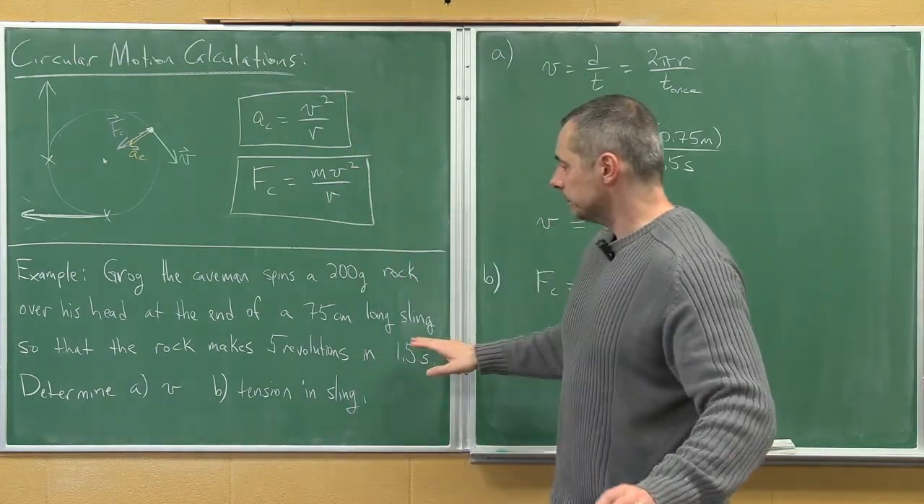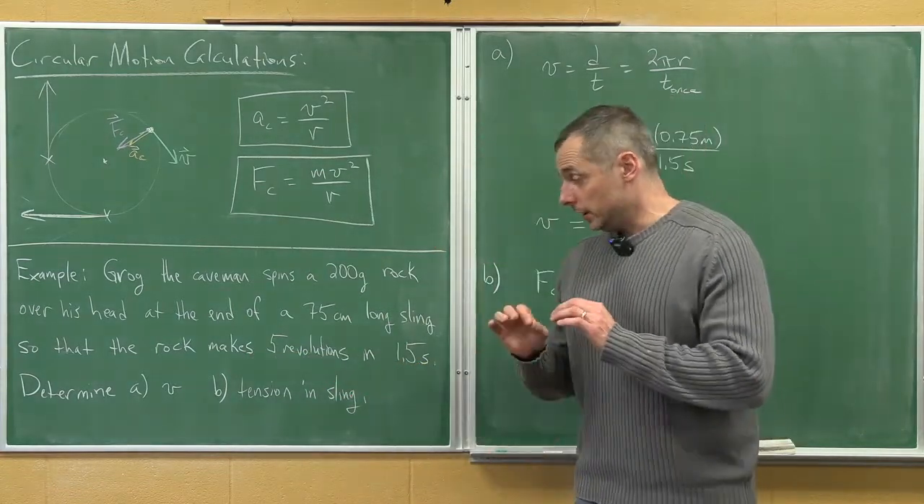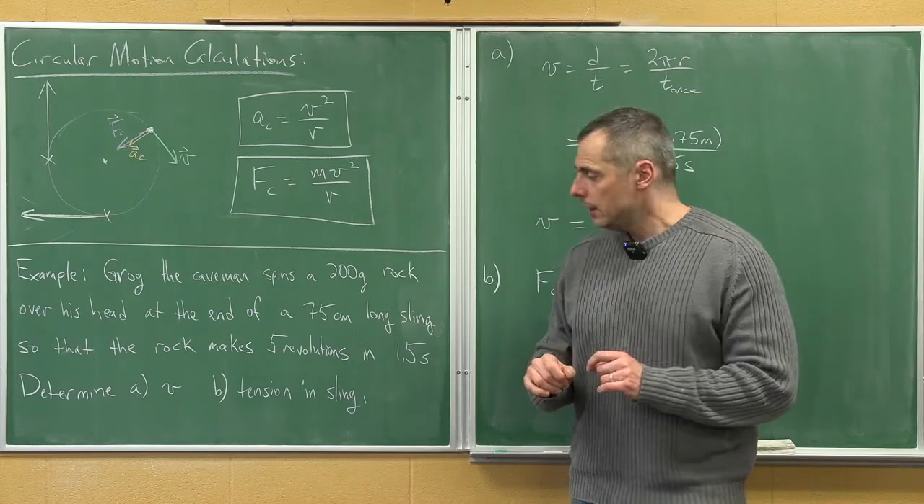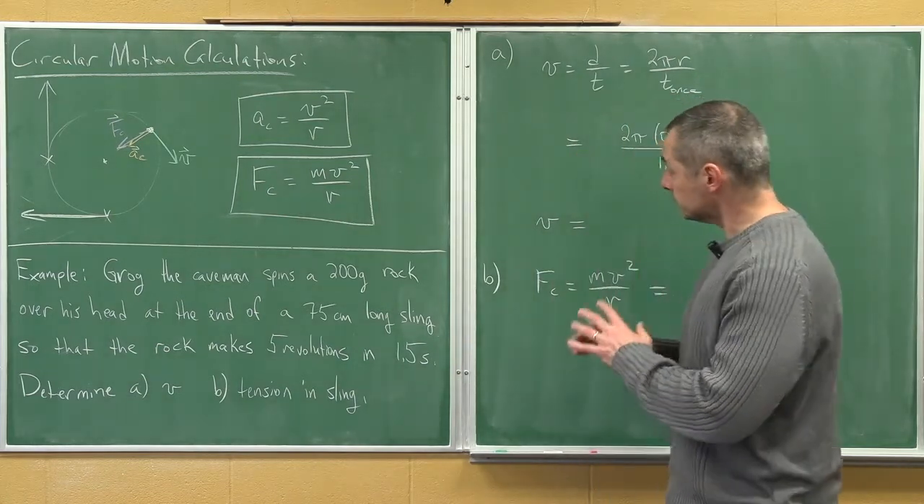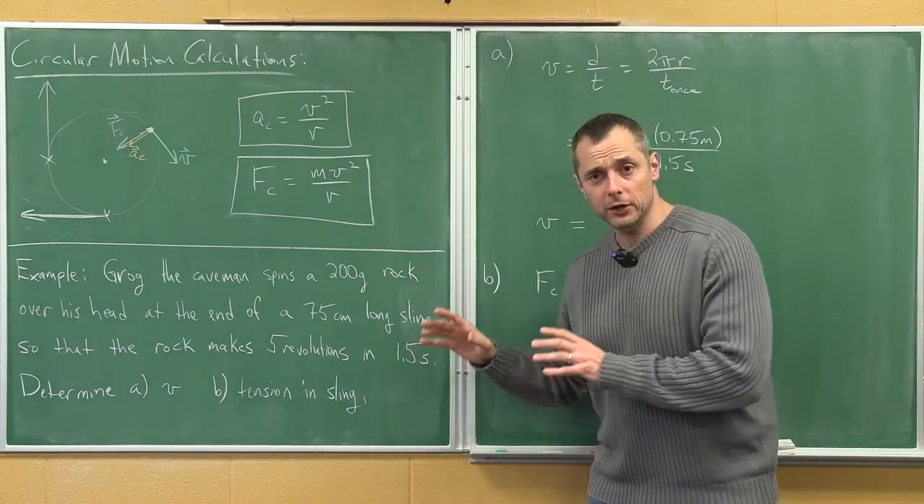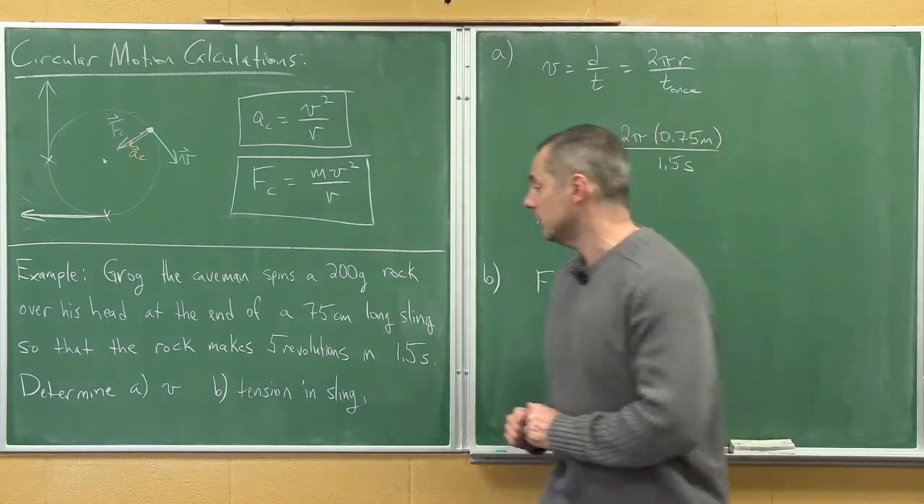So that the rock makes 5 revolutions in 1.5 seconds. We're going to determine the speed and then the tension in the sling. Okay, so if you need a moment, I'll create a pause to allow you to copy this down. Okay, so let's move on.